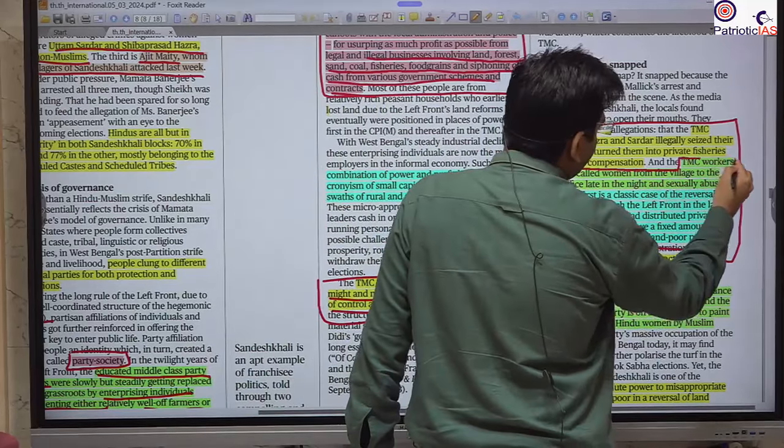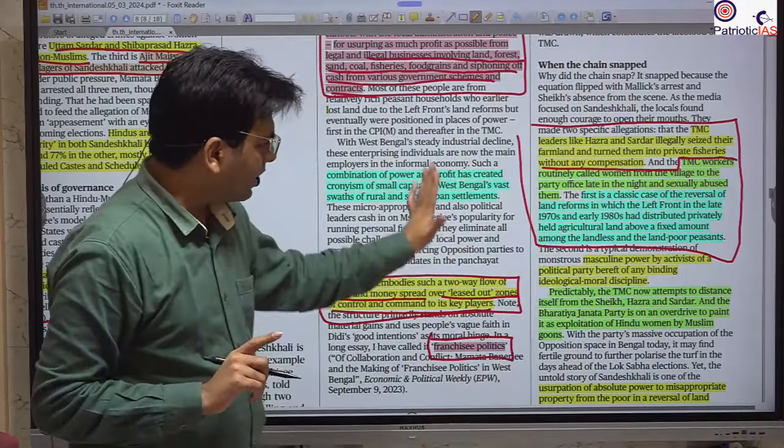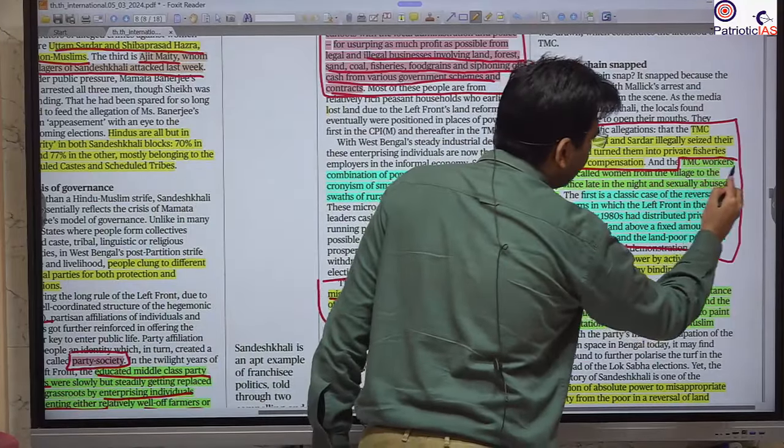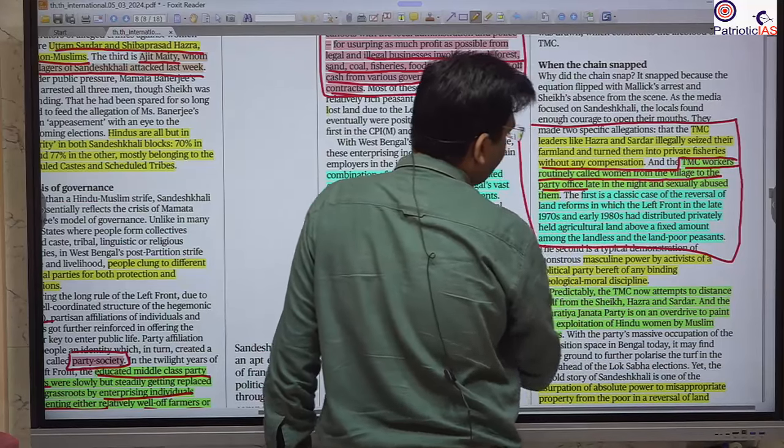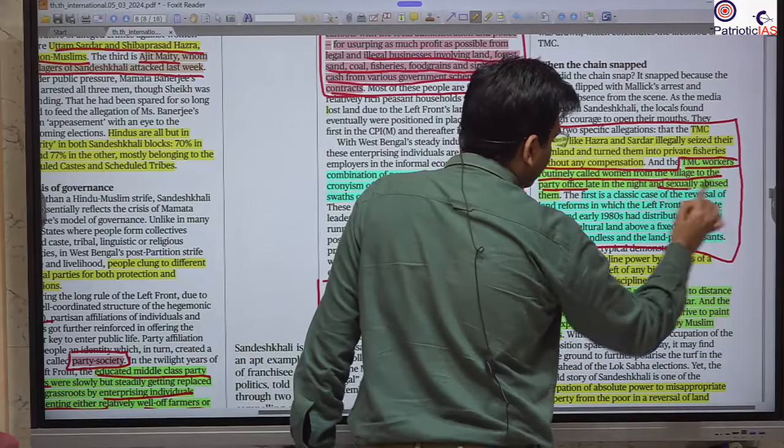Okay. And the second thing that is being accused here is that the workers routinely called women from the village to the party office late into the night and sexually abused them.